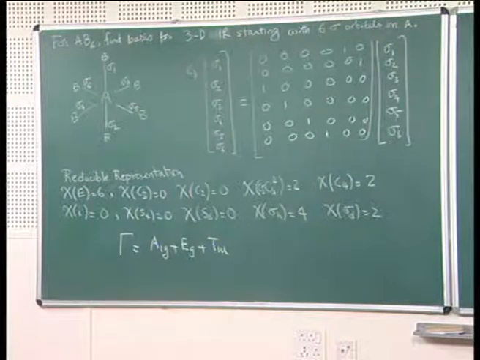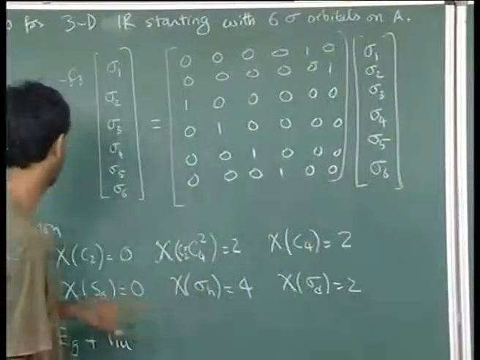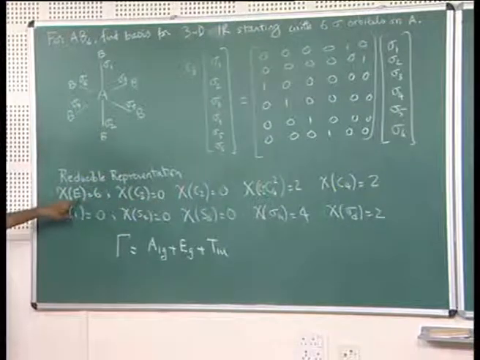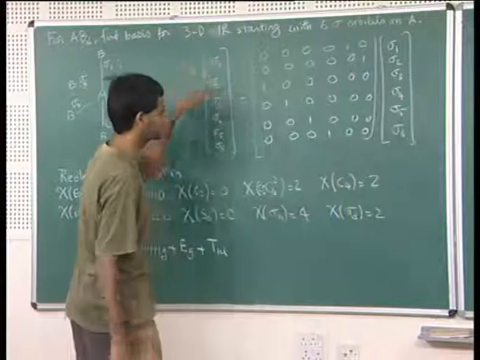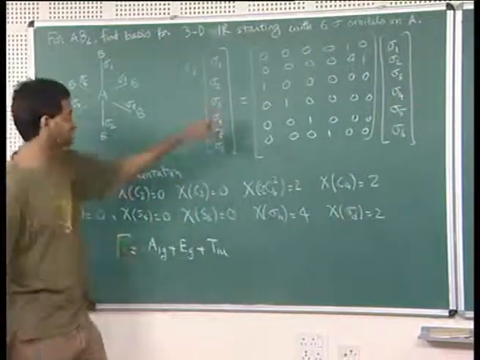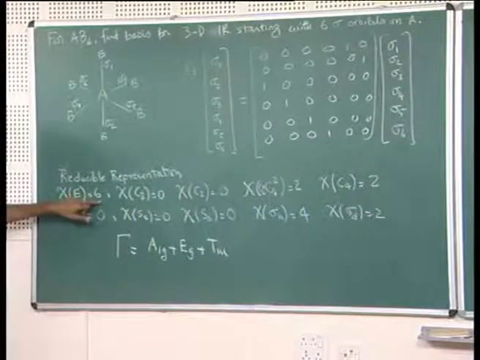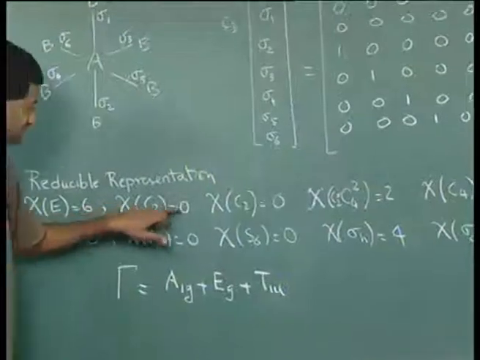And once you have this, you can easily work out the character of C3. The character of C3 is 0, because everywhere along the diagonal you have 0. The character of identity will be 6, because you have 1 along the diagonal. Identity will just leave all of them the same, so you just have 1 along the diagonal and zeros everywhere else. So the character of identity will be the dimensionality of the representation, that is 6. The character of C3 is 0.